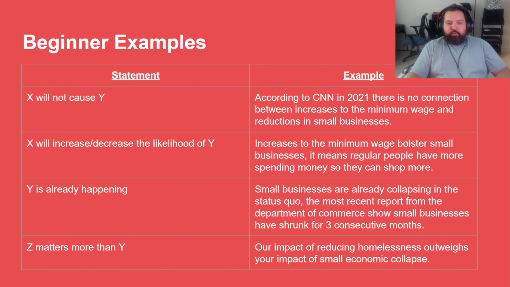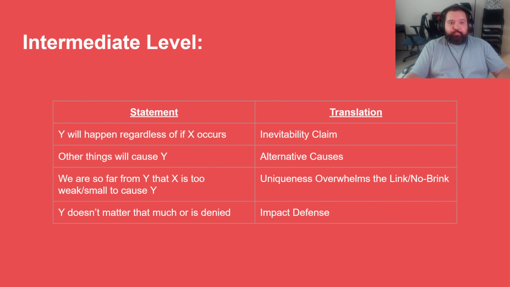Y is already happening, which was our non-unique. Small businesses are already collapsing in the status quo. The most recent report from the Department of Commerce shows small businesses have shrunk for 3 consecutive months. And then Z matters more than Y, which of course is our outweighs. Our impact of reducing homelessness outweighs your impact of small economic collapse. Okay, those are all the beginner examples. Let's move on to the next level.